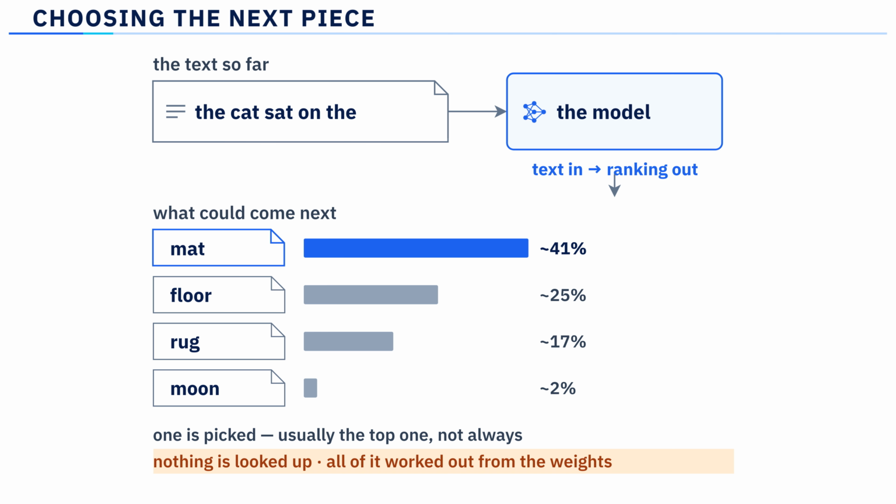So the score is not found. It is worked out. It uses the text you gave it and a huge block of numbers called the weights. We open those in a moment.